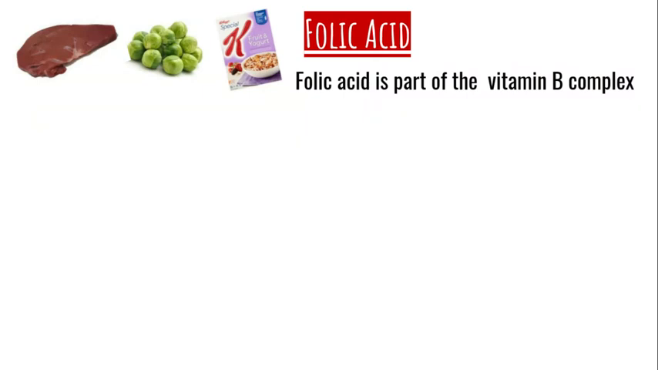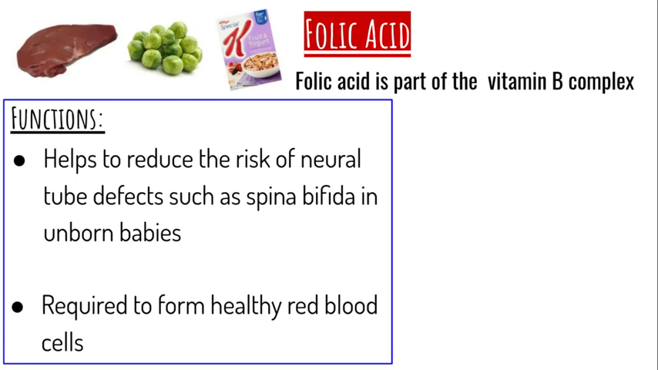Folic acid is another vitamin B. It's part of the vitamin B complex. It's also known as folate as well, so you might see it written as folate. So the functions of folic acid, it helps to reduce the risk of neural tube defects such as spina bifida in unborn babies. So women who are planning on becoming pregnant should take folic acid supplements 12 weeks before and 12 weeks after they fall pregnant. It's also required to form healthy red blood cells to prevent anemia.